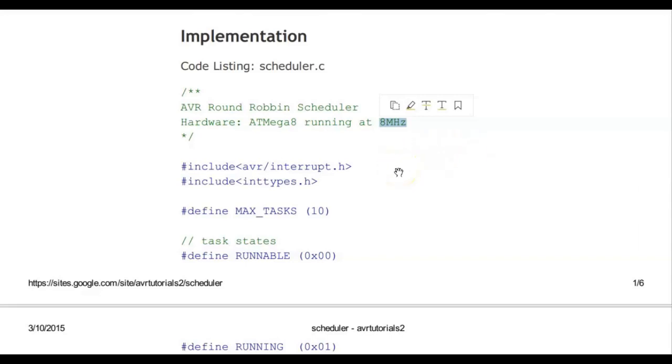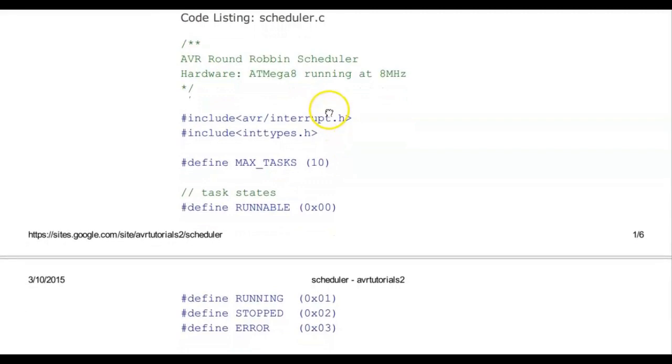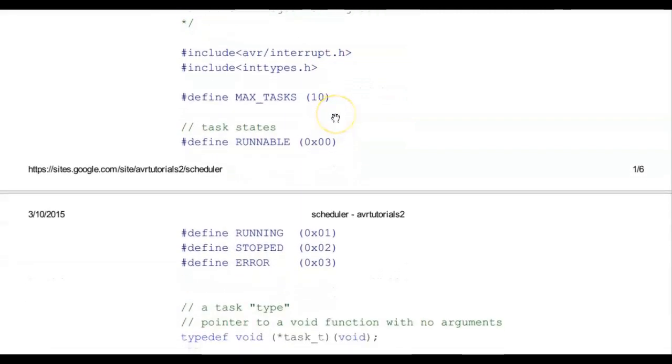And also, in this original code that we are looking at, it uses timer 0 to generate the ticks. Now, in the one that I'm presenting, I used timer 1 of the ATmega 328P. So that's another major difference.